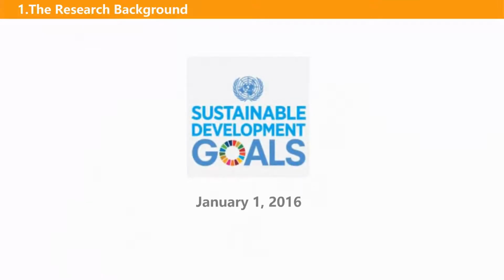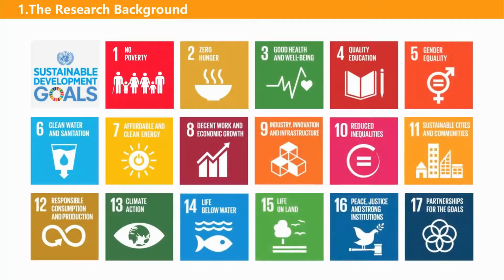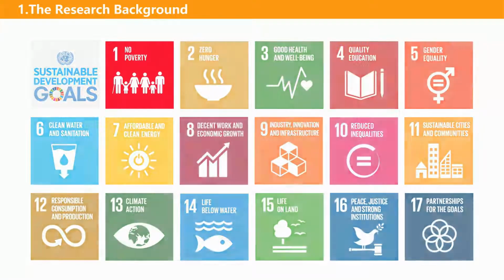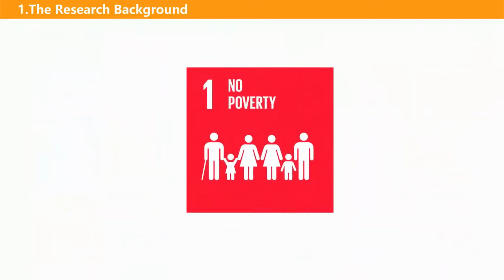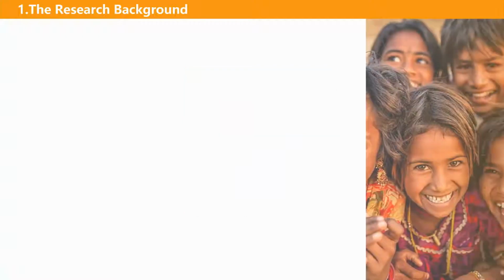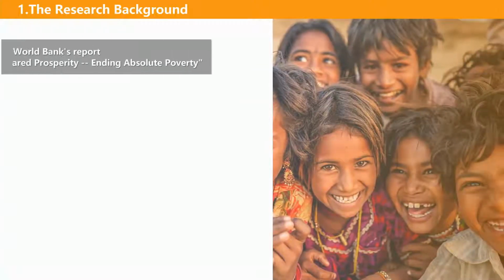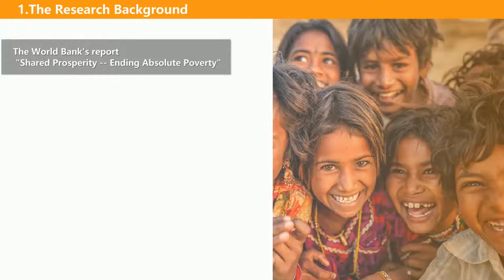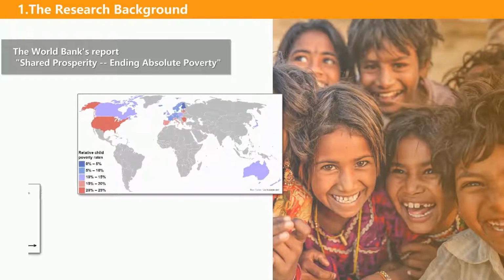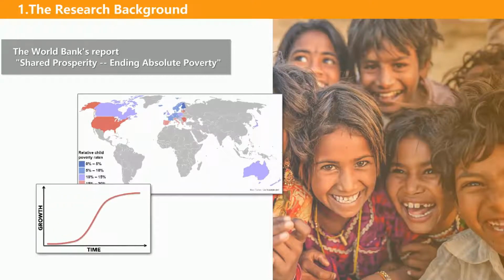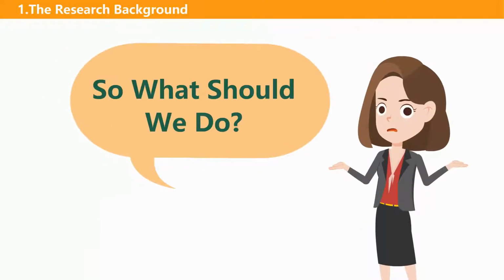On January 1st, 2016, the 17 Sustainable Development Goals of the 2030 Agenda for Sustainable Development came into force. Number 1 on the list of 17 Sustainable Development Goals is now poverty. However, according to the World Bank's report Shared Prosperity Ending Absolute Poverty, released on April 10, 2014, it is not enough to end absolute poverty by economic development alone. So, what should we do?